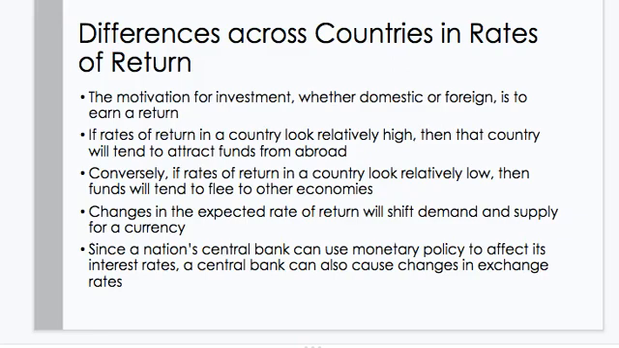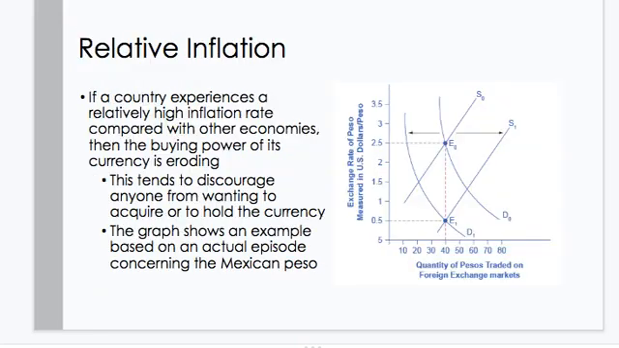Differences across countries and rates of return. The motivation for investment, whether domestic or foreign, is to earn a return. If rates of return in a country look relatively high, then that country will tend to attract funds from abroad. Conversely, if rates of return in a country look relatively low, then funds will tend to flee to other economies. Changes in the expected rate of return will shift demand and supply for a currency. Since a nation's central bank can use monetary policy to affect its interest rates, which is the return that you would earn, a central bank can also cause changes in exchange rates.